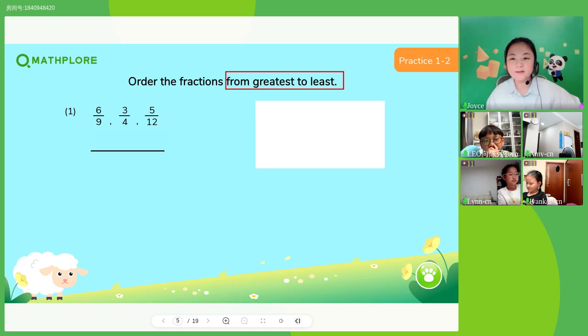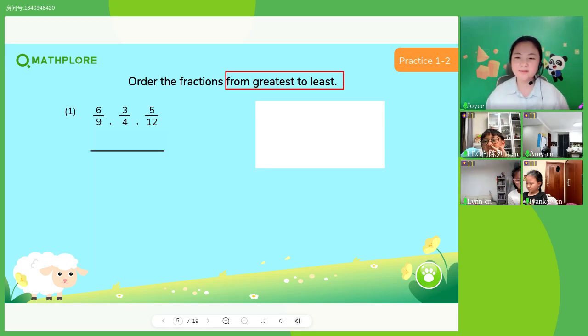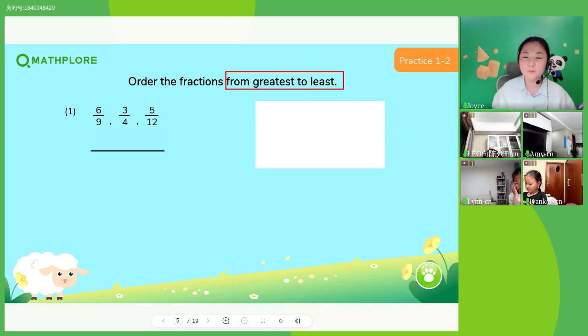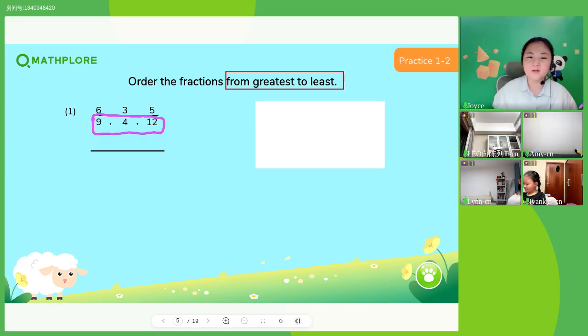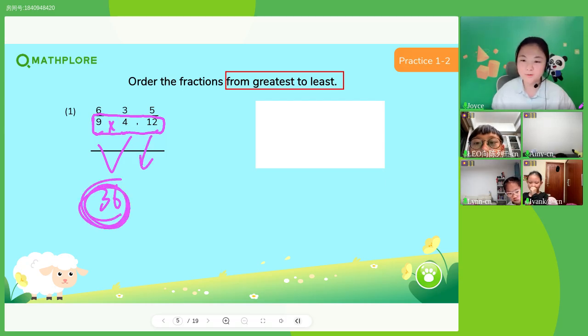So the method to solve the problem is to try to find the common multiple of them, right, Ivanka? So let's see. Look at number 4, number 9, and number 12. What's the least common multiple of them? Ivanka, can you look at the board? Yeah, 4, 9, and 12. What's the common multiple of them? You can see 4 times 9 is going to be 36. And 36 can be 12 times 3. So 36 is the common multiple for all of them.